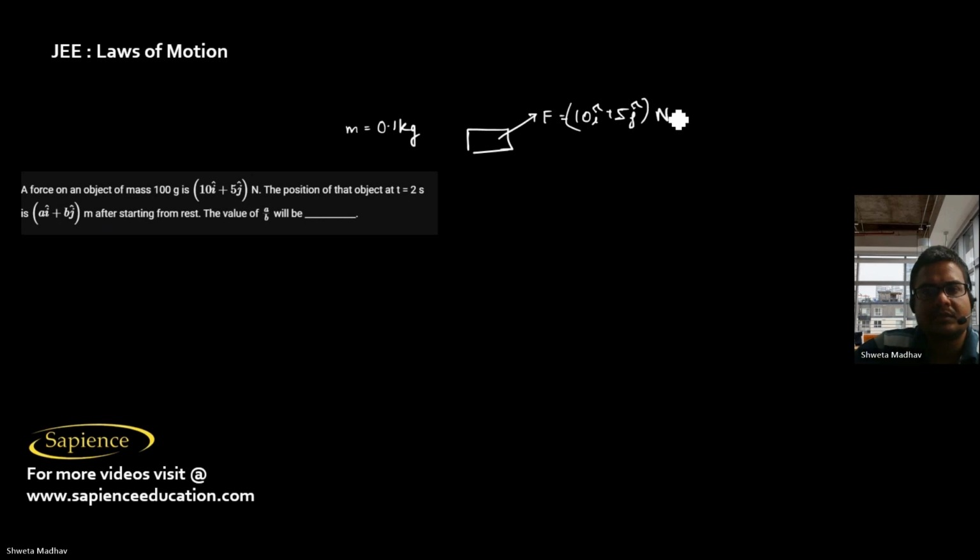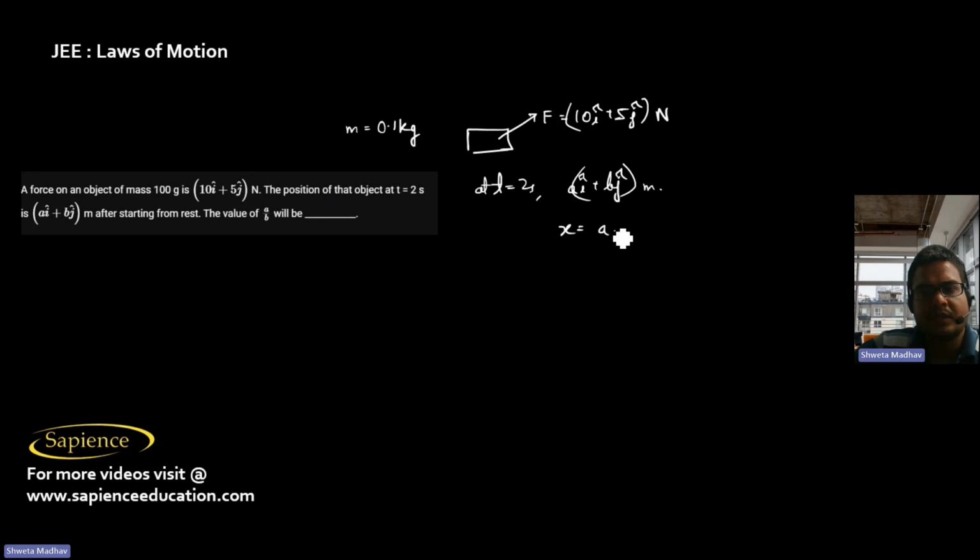And here it is told a force on an object of mass 100 gram. Mass is 100 grams, so it is 0.1 kg. The force acting on it is 10 i cap plus 5 j cap Newton. The position of that object at t equal to 2 seconds is a i cap plus b j cap meters after starting from rest.